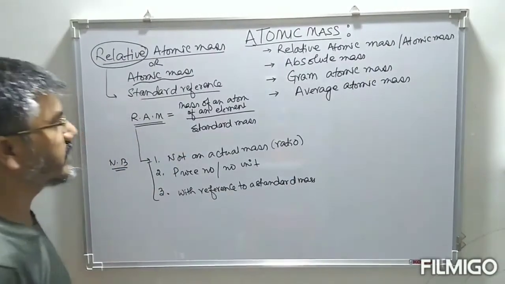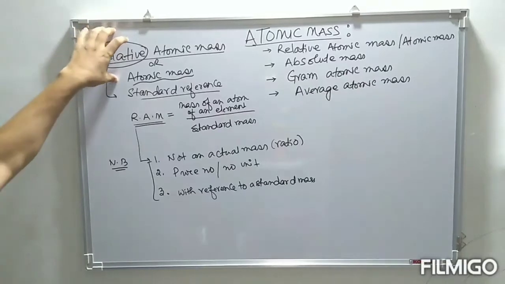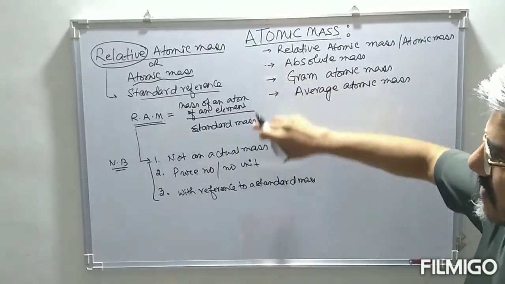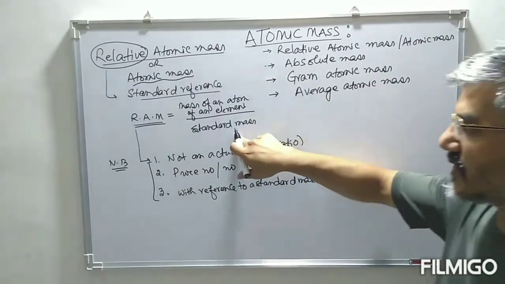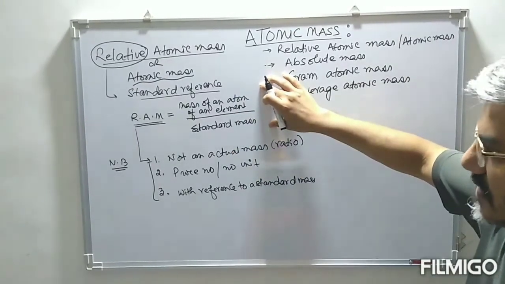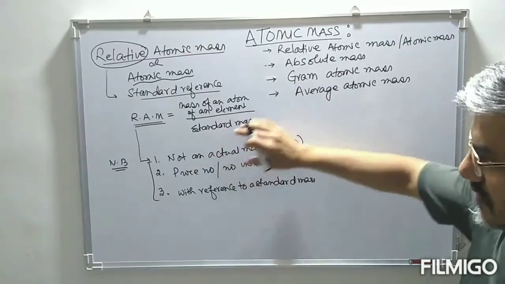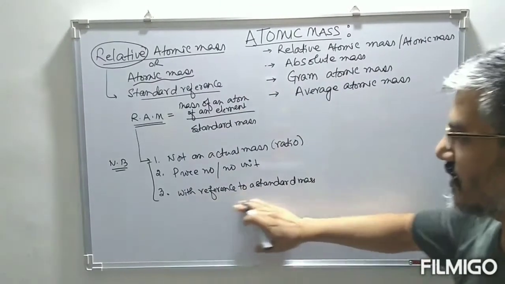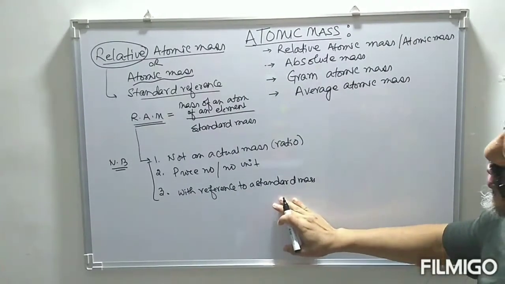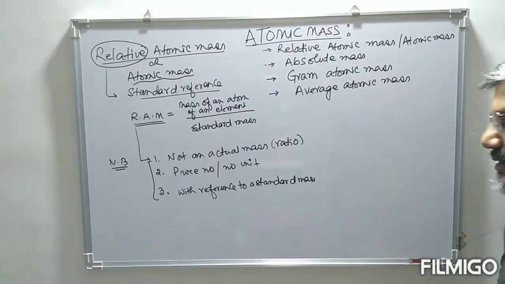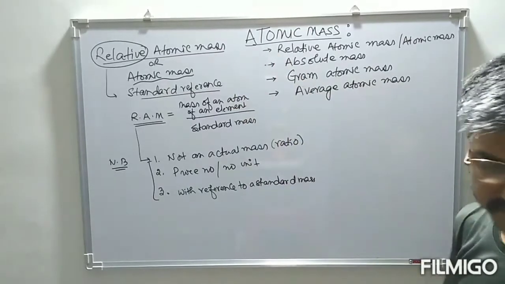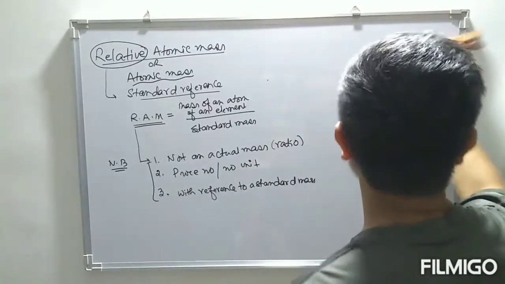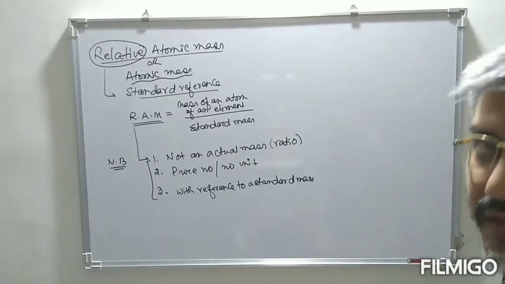So these are the points to be kept in mind while discussing relative atomic mass. It is the ratio of the mass of a given atom divided by the standard mass, so it cannot be a mass. It is simply a pure number without any dimension. And for measuring this relative atomic mass, we always require a standard reference. So now coming to the standard reference that is used for measuring this relative atomic mass, that means the scales used for measuring this atomic mass.